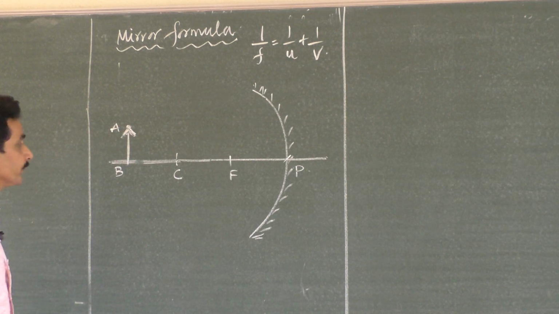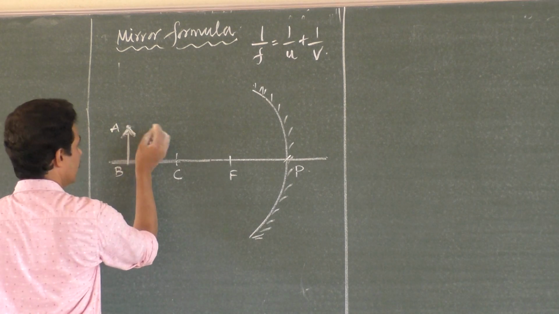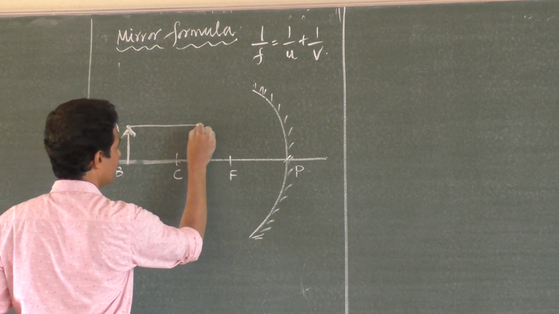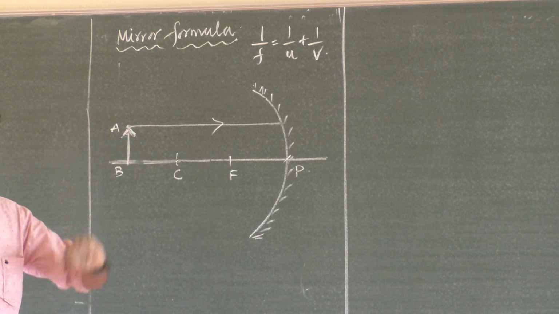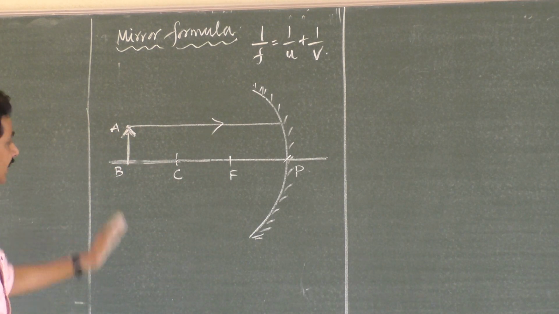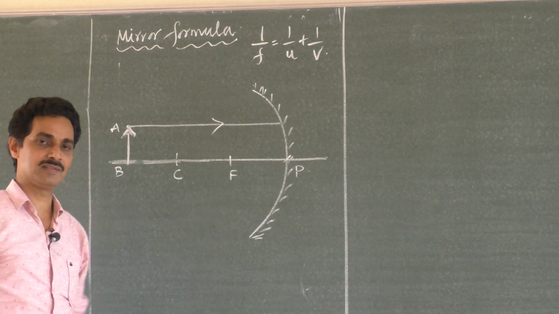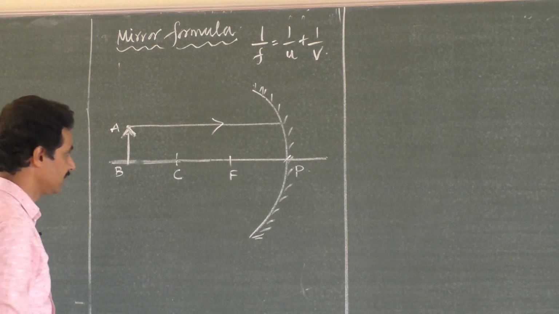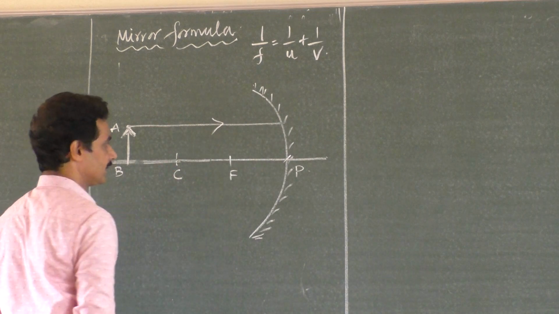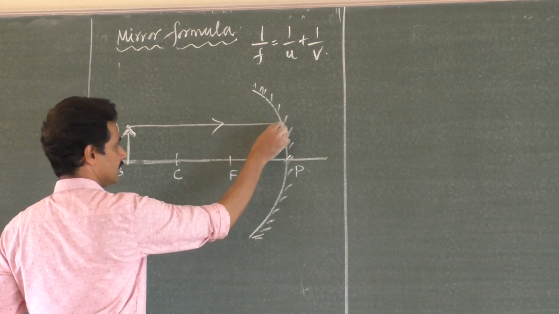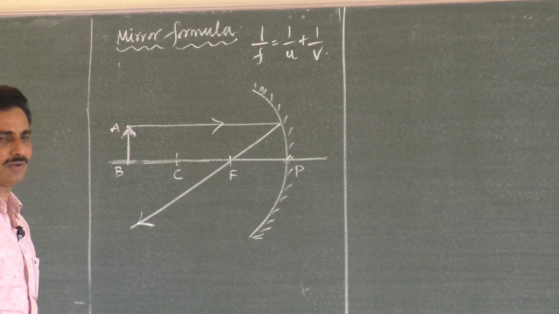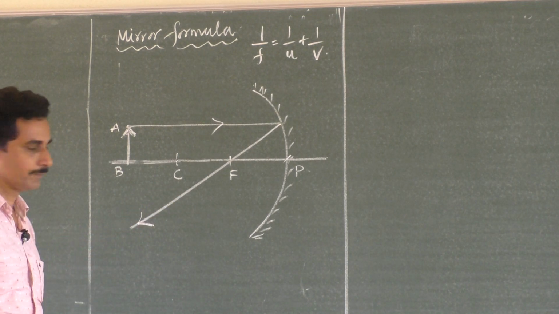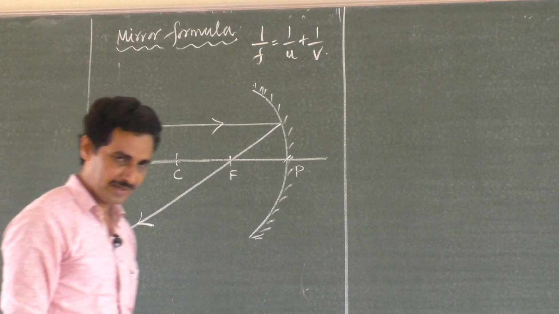Let us trace them. One friend starting from A and moving parallel to the principal axis. You know what happens to a boy or a girl who is studying in school and has left the school. He is moving, life is a journey now, and he is moving parallel to the principal axis. After reflection, it passes through the focus. You know this very firmly, that it should pass through the focus. One ray. So one friend has moved.